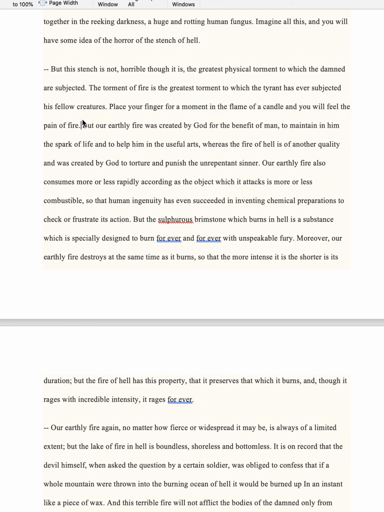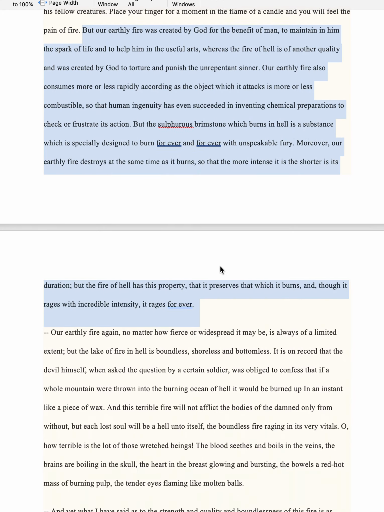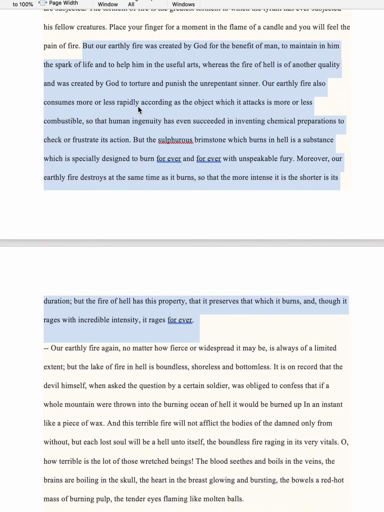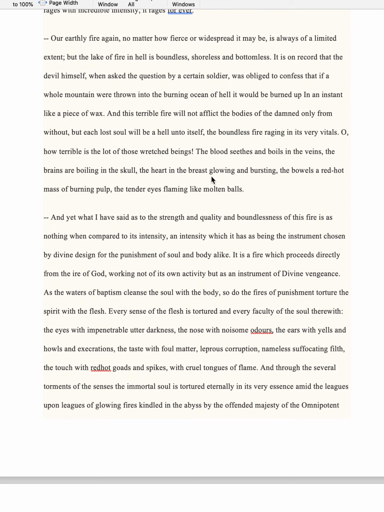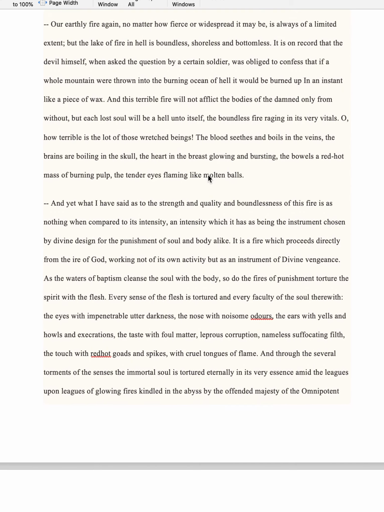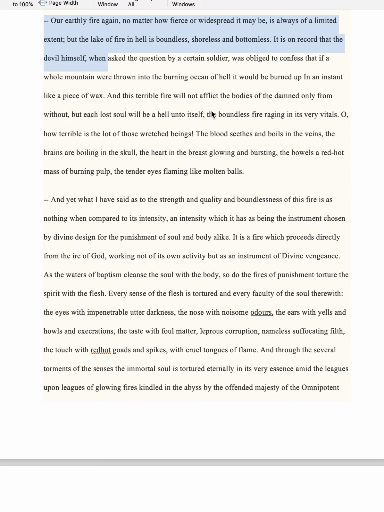All right. But this is where I kind of get lost here. All this kind of junk here that I'm highlighting is an explanation of how the fire of hell works. And to me, that's just not as powerful as the description that you see in this paragraph, where it really talks about what the fire does. And again, there's some explanation at the beginning, but you can see where it really pops is the second half of this paragraph. And this terrible fire will not afflict the bodies of the damned only from without, but each lost soul will be a hell unto itself, the boundless fire raging in its very vitals, okay?